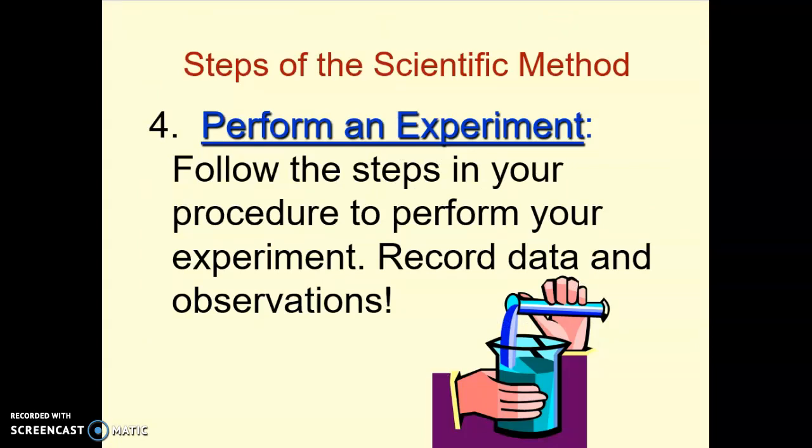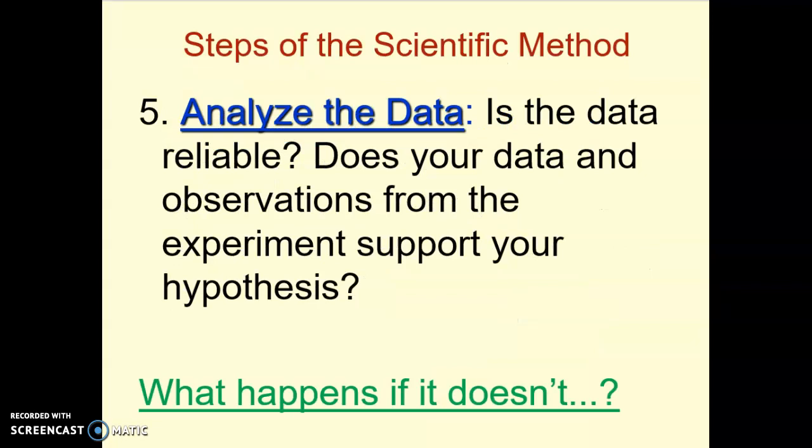Okay, so then you're going to go and do the experiment. So once you've decided on what you're doing, you would then follow the steps and record any data and observations from that experiment. Then, of course, you're going to look at your data. So how did this relate to your hypothesis? Is the data you collected reliable? Maybe there was a mistake that was made and you need to start over again. When you're looking at your data, sometimes it doesn't match. What happens if it doesn't, if it's not reliable, or if it doesn't match what you think should have happened?